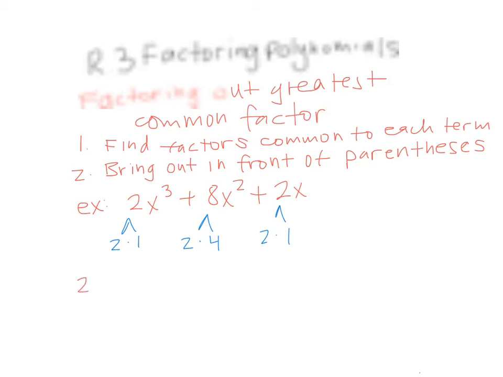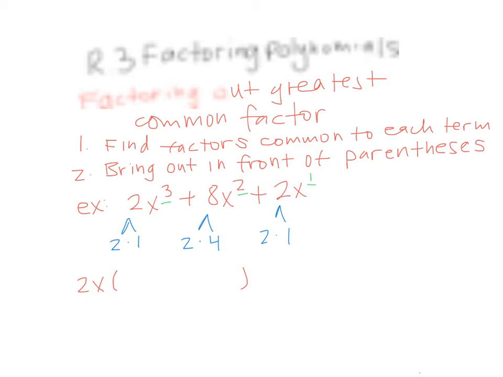And then if we look at the x's, we see that the first term has x cubed, x squared, and then just x, which would be like x to the 1. Okay, so the common factor there is x. We can bring an x out in front of parentheses, and in the parentheses we write down what's left after we take those factors out of each term.